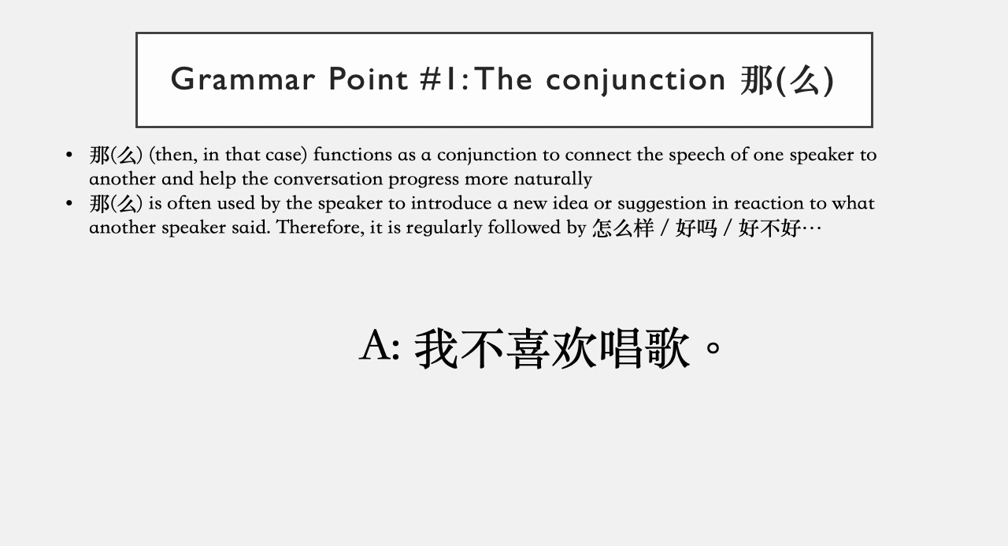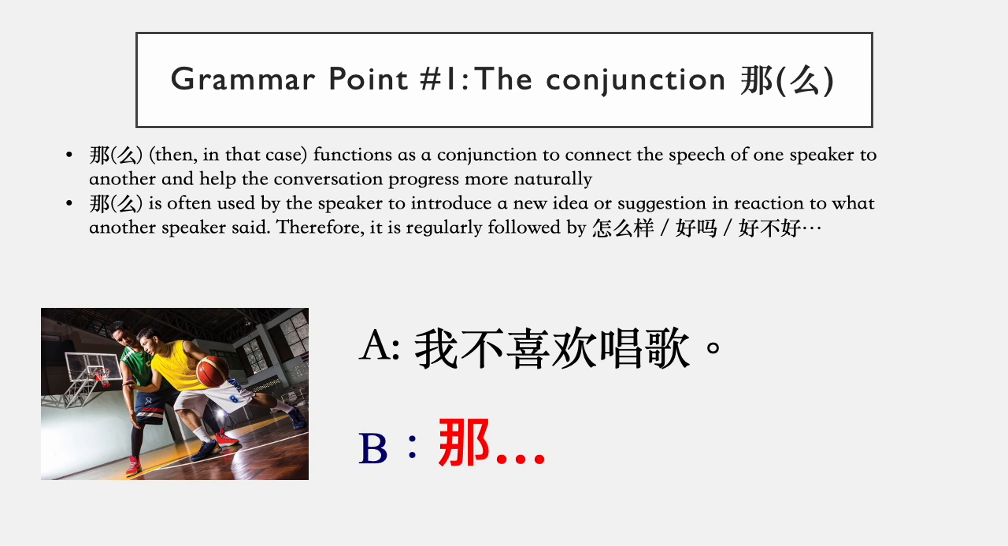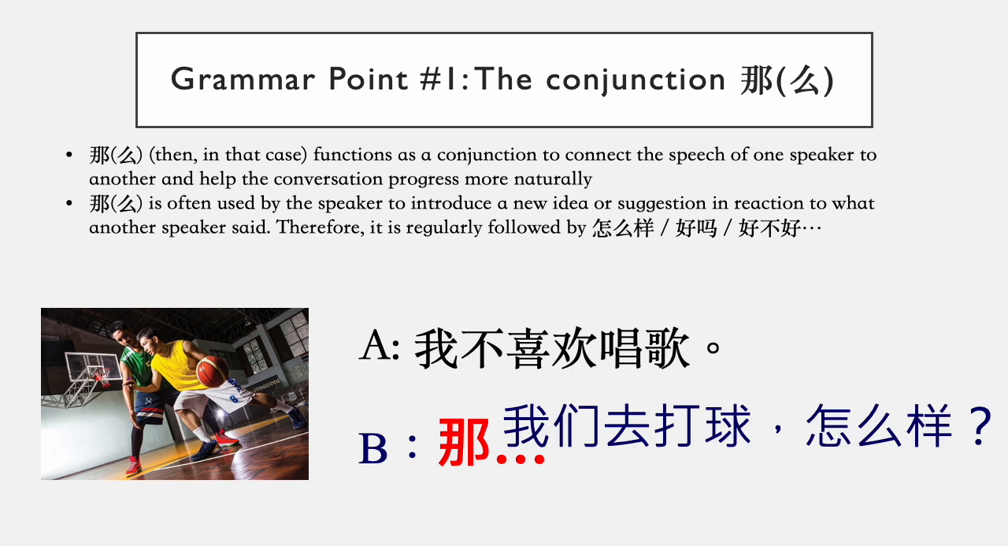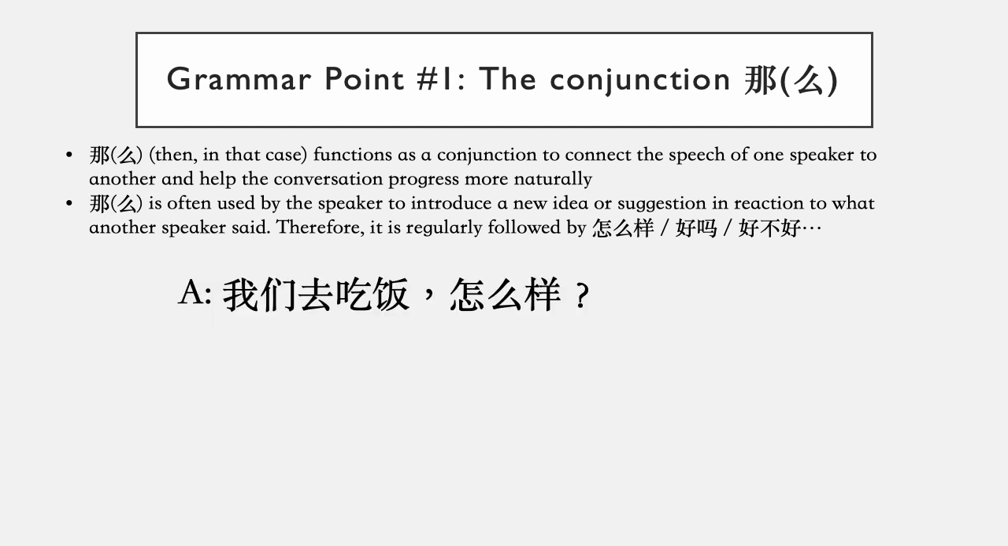So let's look at an example. Let's say A says, 我不喜欢唱歌。So the person you're talking to, they don't like to sing. Well, let's suggest that we play ball together. So we could say, 那我们去打球，怎么样? Right, so in that case, let's go play ball. How's that sound? 那我们去打球，怎么样? Let's look at another scenario. Let's say somebody says, 我们去吃饭，怎么样?